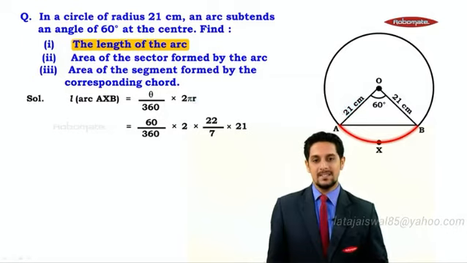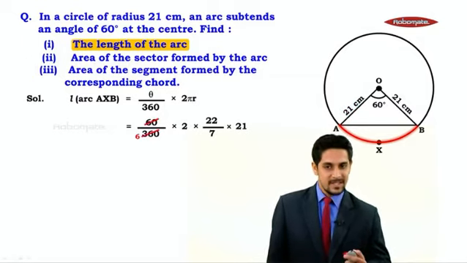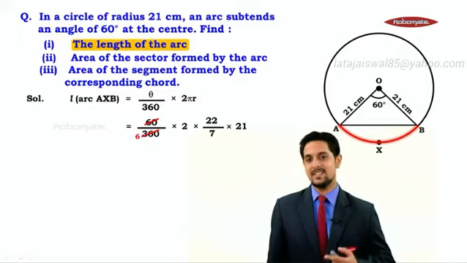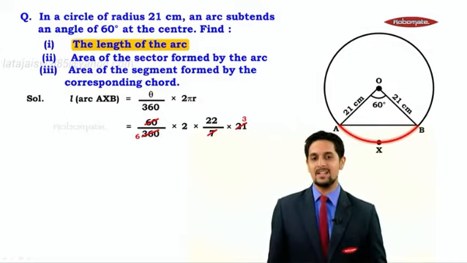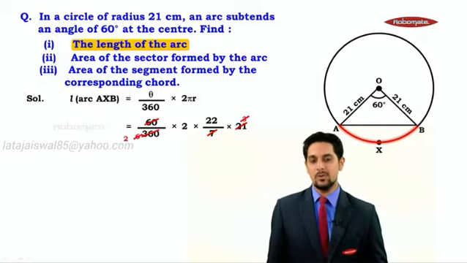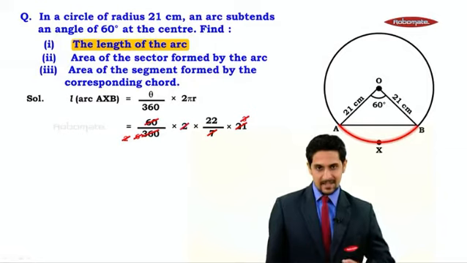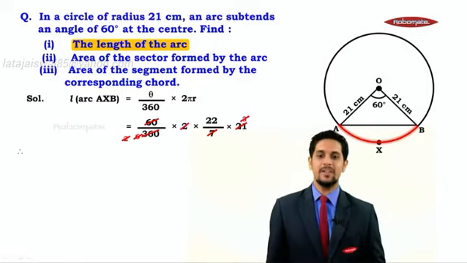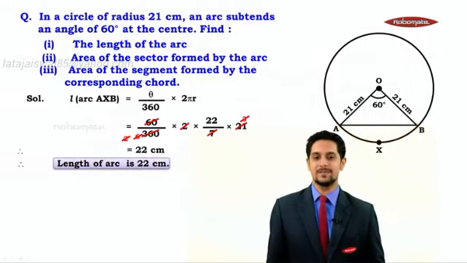Now students, let us simplify this further. For that we have 60 into 1 times as 60 and 60 into 6 times as 360. Further on cancellations, we have 7 into 1 as 7 and 7 into 3 as 21. 3 into 1 as 3, 3 into 2 as 6. Two terms get cancelled. The final answer for length of an arc is 22 centimeters. So we have the length of an arc is 22 centimeters.